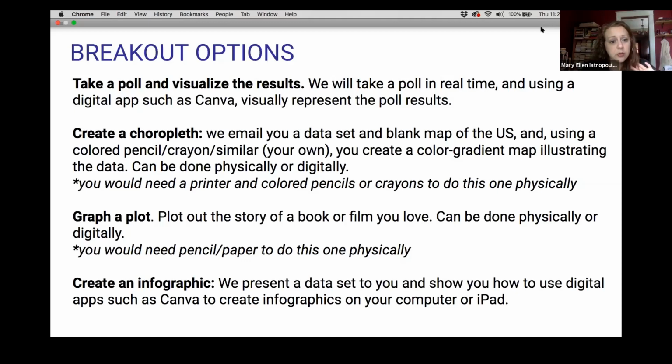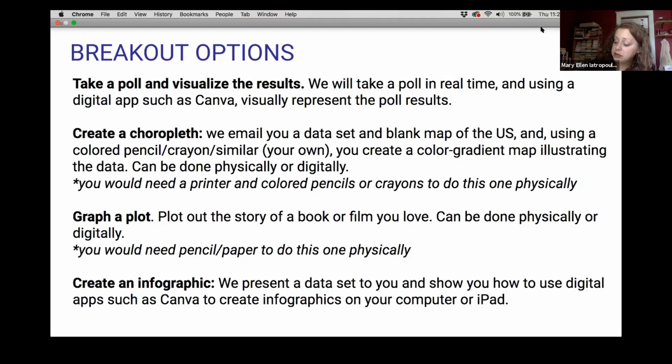If you want to dive a little deeper, maybe into some more intellectually rigorous stuff, we have a couple of options. We can take a poll right here amongst ourselves, and then we'll teach you how to use the apps to illustrate those results. You can just with a pencil and paper or in an app that we will show you, take your favorite book or movie and graph out the plot.